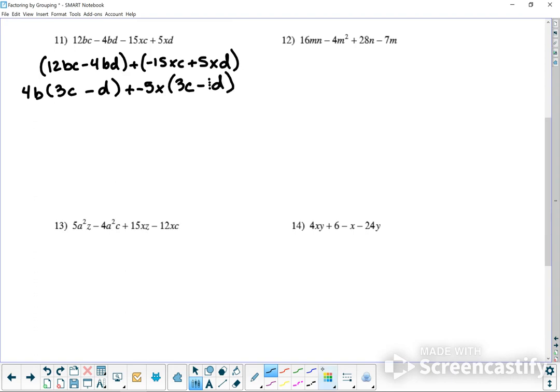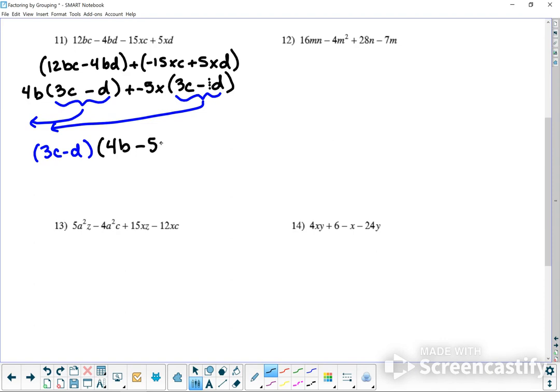So if you look at this, you do have the same thing. 3c minus d and 3c minus d. So you're factoring out 3c minus d. You are left behind with 4b minus 5x. Right? So when you factor it out, you're essentially dividing them out, which means that they're gone. So left over is going to be the 4b plus negative 5x, which is a minus 5x. Okay, so that's all you're saying.